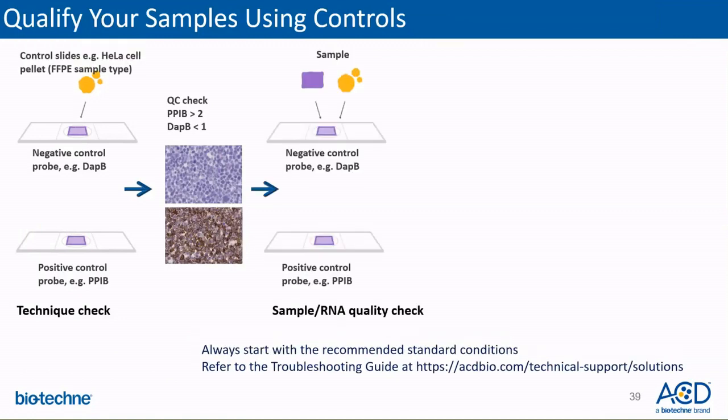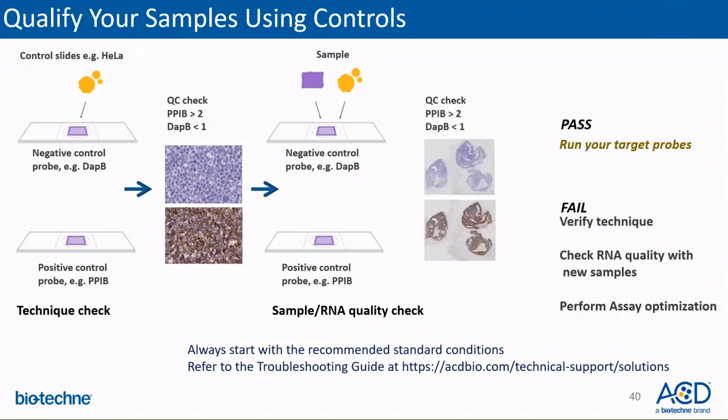Then proceed to running the assay using the control probes on your experimental tissue to assess the sample RNA quality and to determine the best pretreatment conditions based on the signal detected and the tissue morphology. If your sample passes QC, you can then move on to running your target probe. Otherwise, it is recommended to verify your technique, check for RNA quality, or perform assay optimization. I will be discussing our scoring guidelines in a later slide.